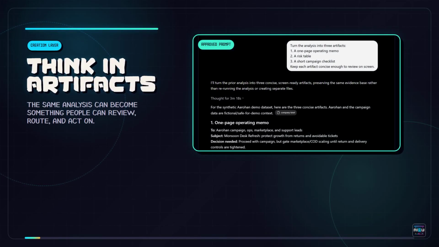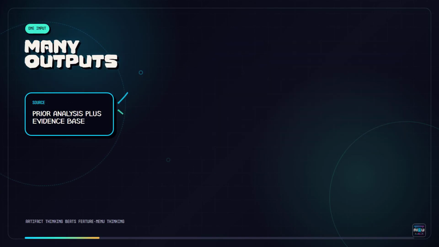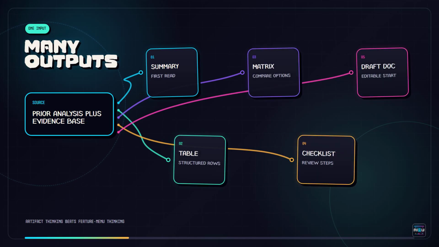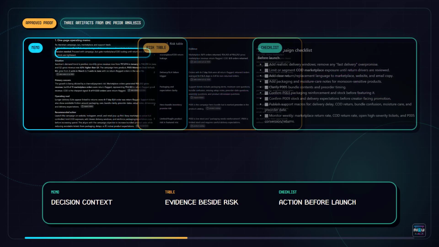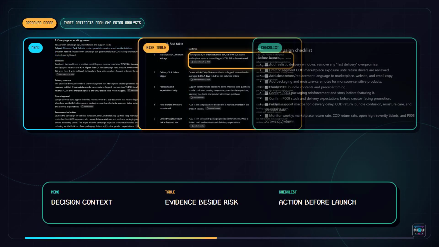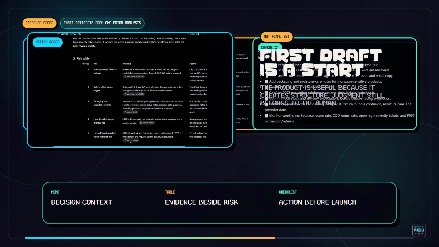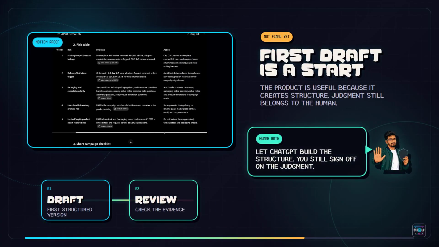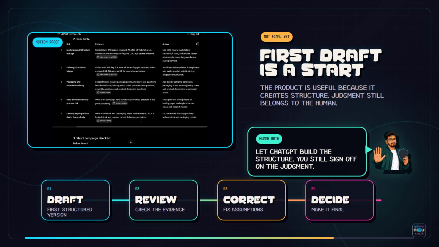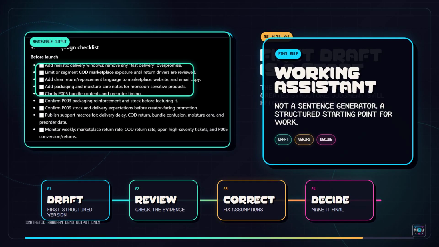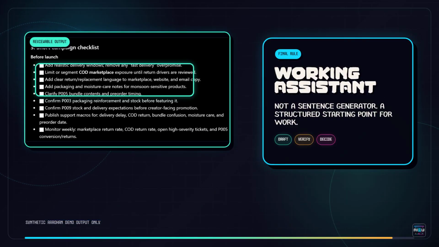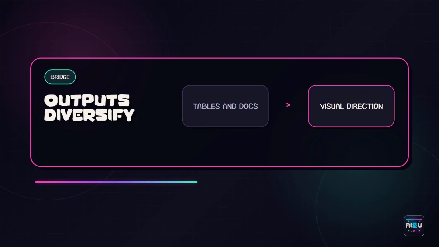Once you think in artifacts, ChatGPT becomes more useful. The same input can become a summary, a table, a comparison matrix, a checklist, or a first draft of a document. That does not mean you publish the first output. It means you use ChatGPT to create the first structured version of the work, then you review it, correct it, and decide what deserves to become final. This is the difference between using ChatGPT as a sentence generator and using it as a working assistant.